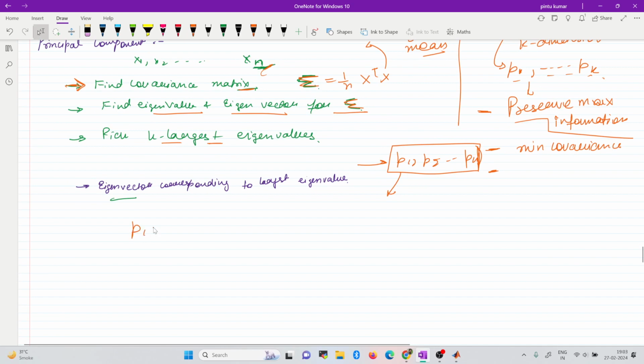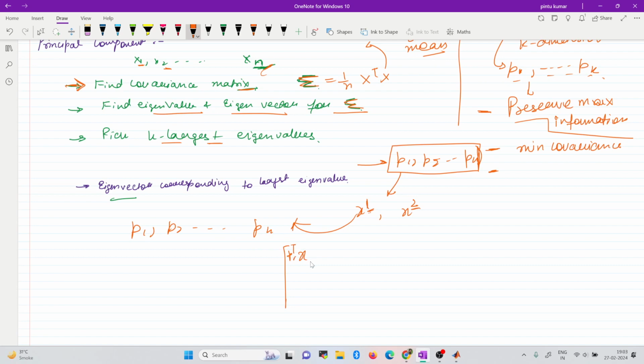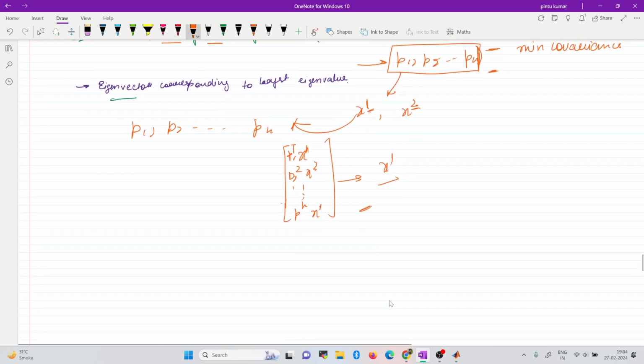Okay, so once you have found p1, p2, up to pk, you want to convert your data points, let's say x1, x2. Remember the feature had a subscript over here; I'm using a superscript. So you want to convert your data points to this k-dimensional representation. What you can do is take p1 transpose x1, p2 transpose x1, till pk transpose x1, and you will get the corresponding representation for your vector x1. I'll do this with an example. Right now I'm just explaining.